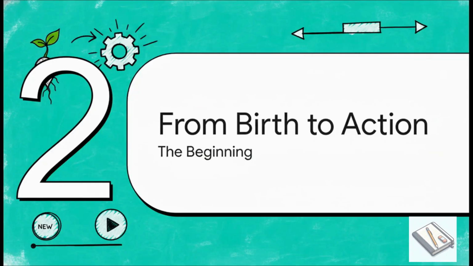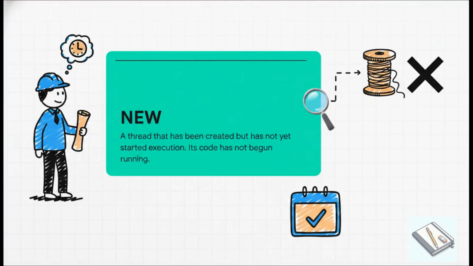Okay, let's start at the very beginning. We'll look at the first 2 states, which are pretty straightforward: birth and getting ready for action. So, first up, the new state. I want you to picture this like a worker who just got hired, right? The contract is signed, they're officially on the payroll, but they haven't actually shown up for their first day yet. In the code world, this means the thread object exists, it's there in memory, but its run method, its actual list of tasks, hasn't been started. It's just waiting to be told to begin.